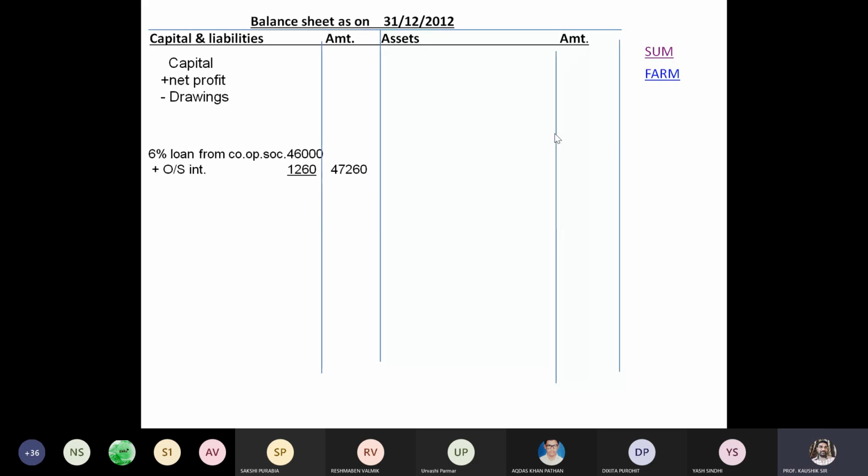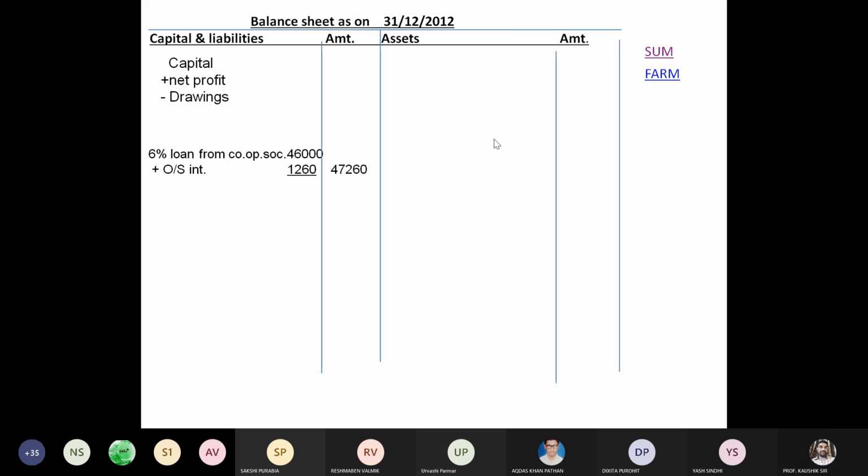Is the slide changing? Hello. Can you see the balance sheet? Yes, sir. Okay. Carry on. So loan plus outstanding interest, total 47,260 will be written in the outer column.